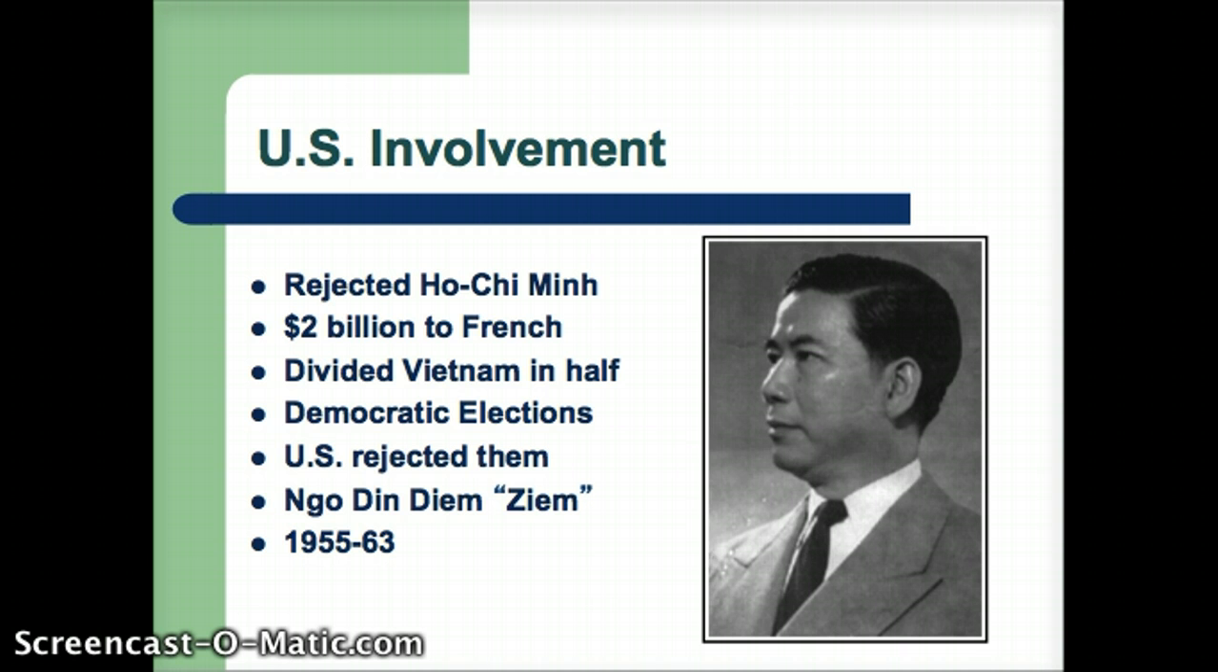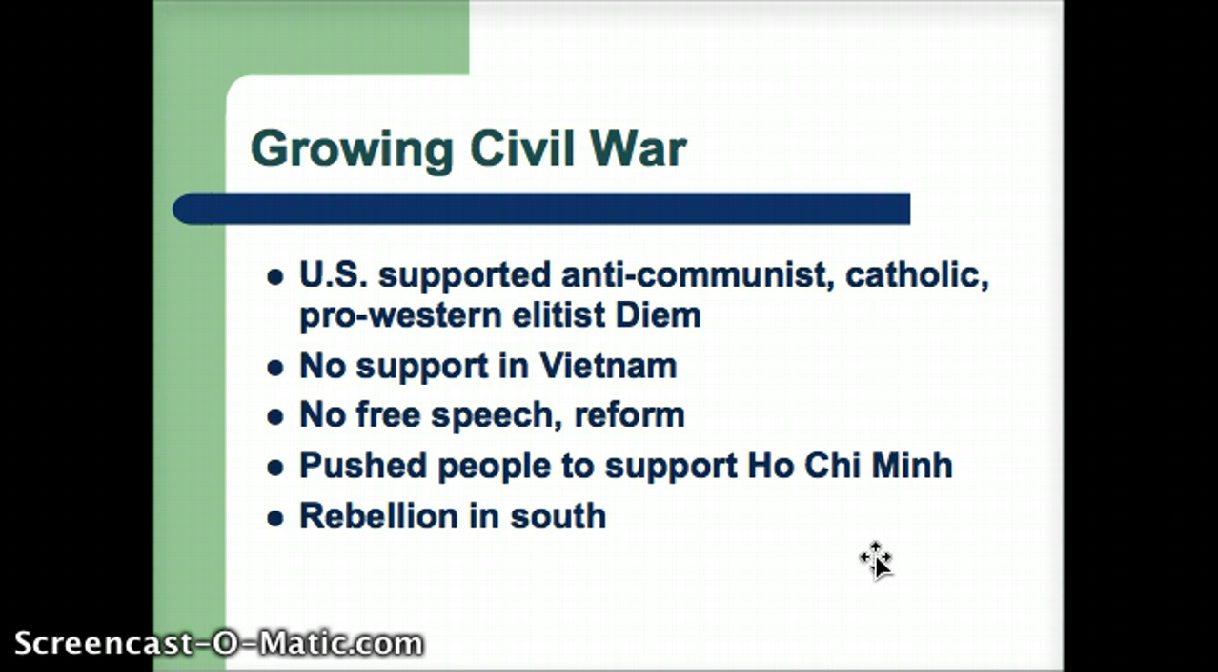So Diem runs as head of the South from 1955 to 1963, and here's a picture of him, the leader of the South. He was a Catholic, anti-communist, and pro-Western. In doing this, we were nonetheless almost erupting the civil war that was about to take place in Vietnam. The North, the communists, had hostility towards the South, which honestly did not have that much difference. It was just who was over them.